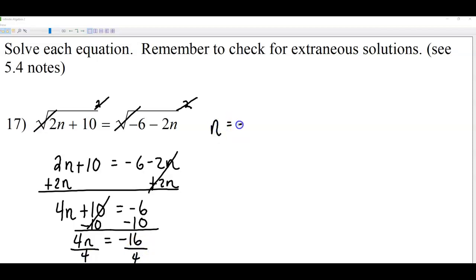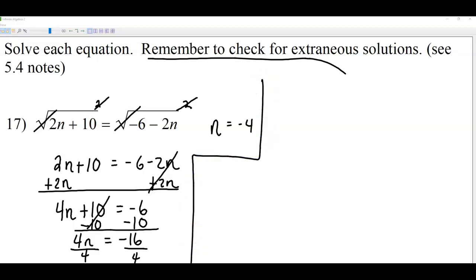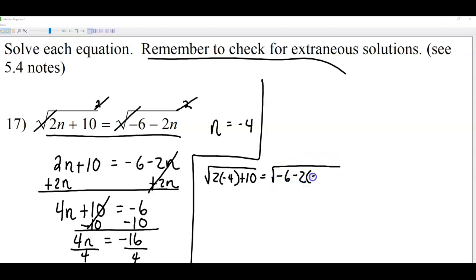And I end up getting -4 as an answer, but once again we need to check for extraneous answers. So I'm going to plug my answer into the original equation here, and we're going to see if we get a good answer out of it. So 2 times -4 is -8. -8 plus 10 is 2.